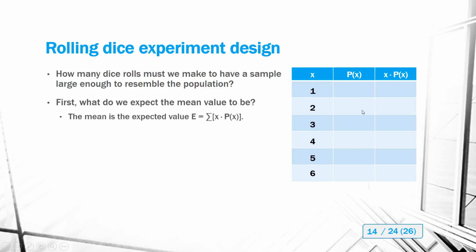Now, what are the probabilities that any one of these could occur? Well, the probability that we roll a 1 is 1 out of 6, because there's one number out of 6 possibilities. The probability of rolling a 2 is also 1 out of 6. And likewise for the remaining random variables. They're each 1 out of 6.